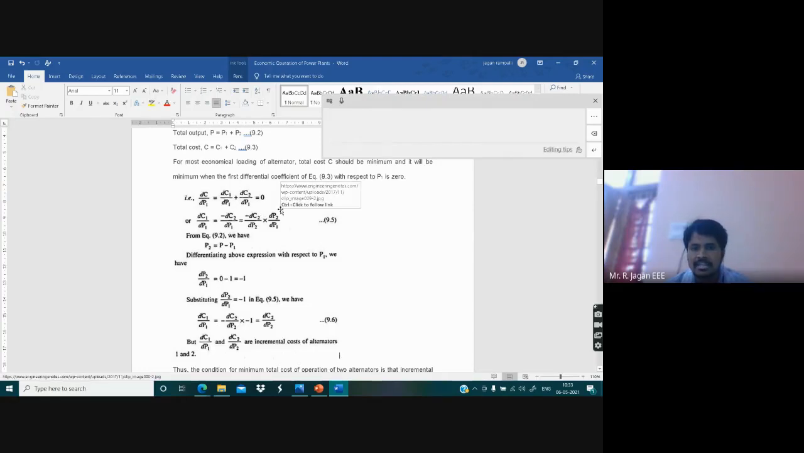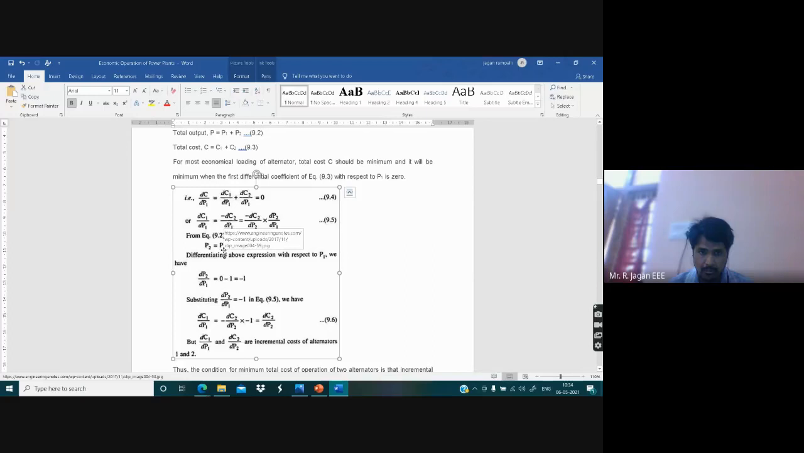Already we have P equals P1 plus P2, the total power. So I am writing P2 equals P minus P1. Again, I am doing differentiation of P2 with respect to P1. So dou P2 by dou P1 is equal to, P being constant gives 0, and P1 gives minus 1.